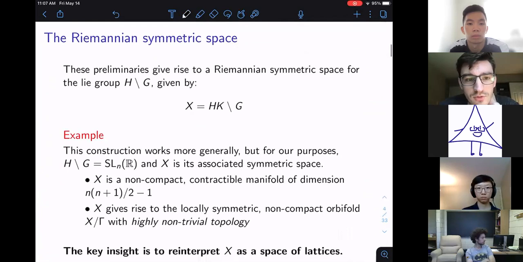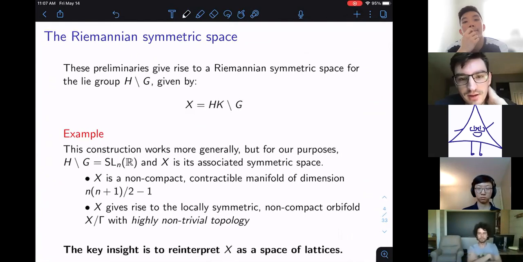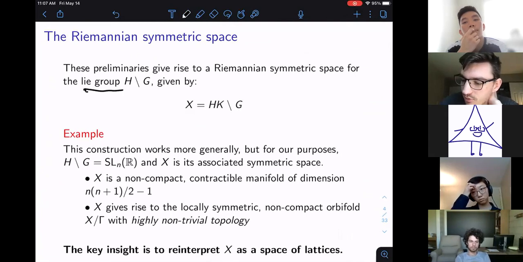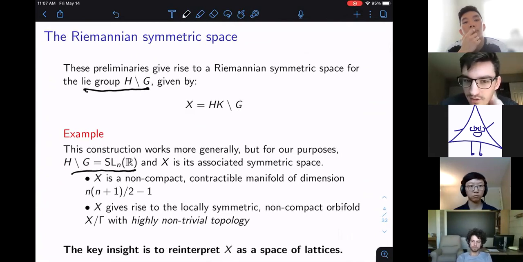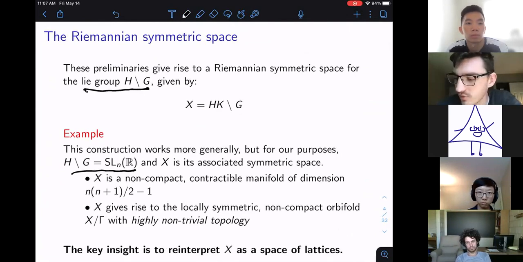Okay, so what do we get with this setup? Well, the main object that we want to understand is this Riemannian symmetric space. What you do is you look at this Lie group, which in our case is just SL_n(R), since we've normalized everything to have determinant 1, and you quotient out by the maximal compact subgroup K. In the literature, you'll see that there's either a left action or a right action, depending on what you want to fix. In this case, the maximal compact subgroup will be acting on the left, and the arithmetic subgroup will be acting on the right.